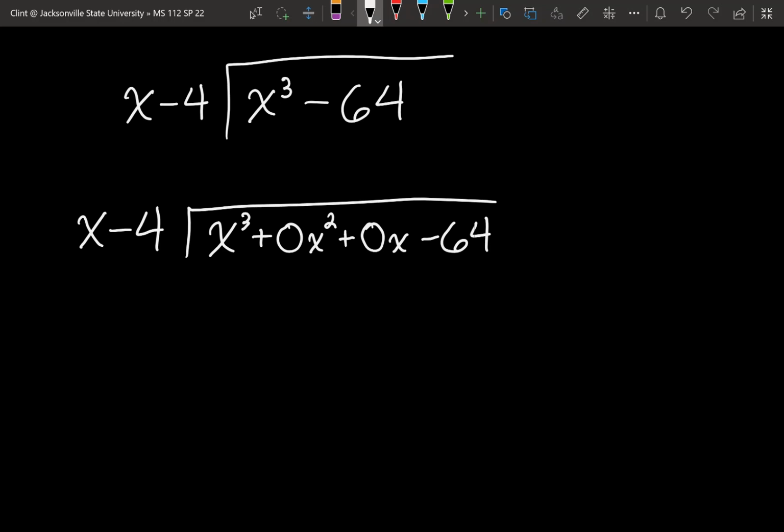If we were missing any powers of x in our divisor, we would need to do the same thing. We would need to put placeholders in there as well. Makes everything line up, makes it a whole lot less confusing. And the zeros are not bad because addition and subtraction with those is easy.